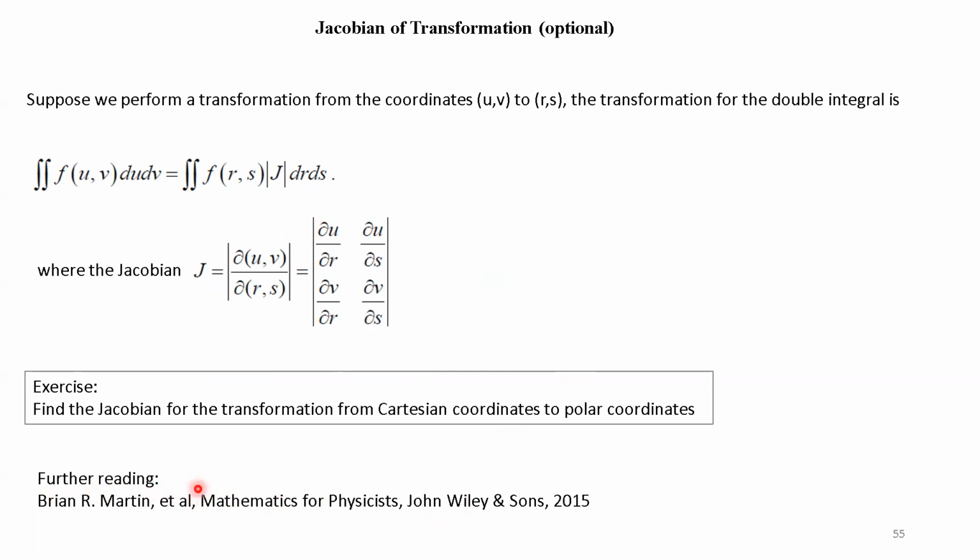I won't say too much about this here, but for further reading, you can go to this book to understand why it works and how it works. Of course, this can be generalized. Just like in 3 dimensions, when you go from 3D Cartesian coordinates to spherical coordinates, what you have will be a 3x3 determinant instead of the 2x2 determinant. Again, you can refer to this book for more details.